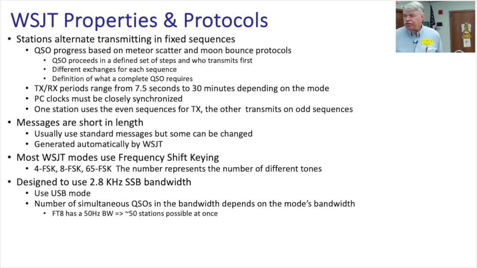For WSJT, we have transmit and receive periods where one station will transmit for a certain period of time, then the other one will transmit, alternating through. In the different modes, you'll transmit for anywhere from 7.5 seconds all the way to 30 minutes, and then receive for 30 minutes, depending on what the mode is.